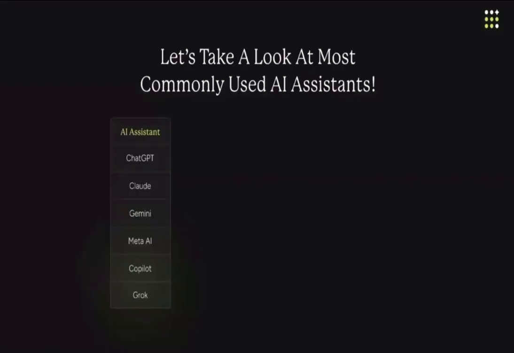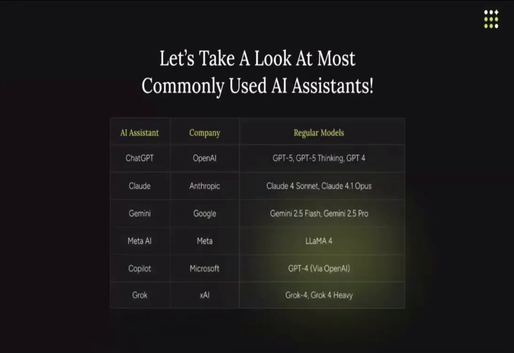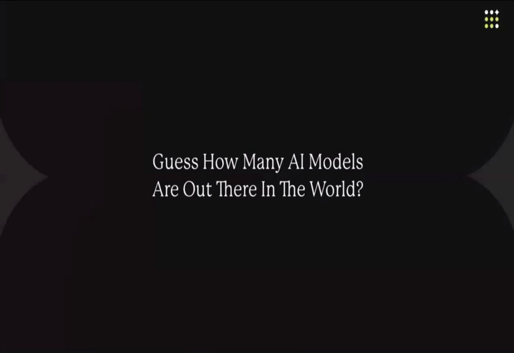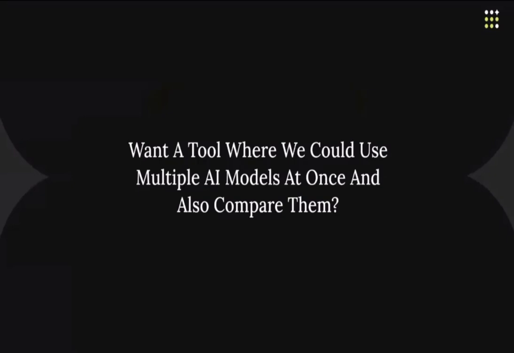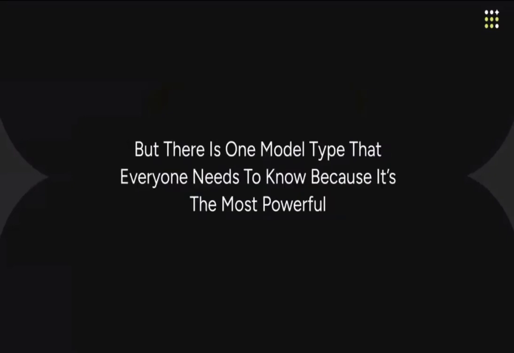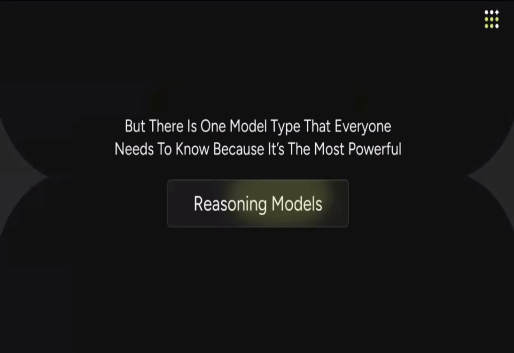When we look at AI assistants, the most commonly used ones are ChatGPT, Claude, Gemini, Meta AI, Copilot, and Grok. Today, you have learned a way to play with multiple AI models with something called OpenRouter, and I also taught you a tool where you can compare multiple AI models at once. But there is something more important that I want all of you to learn. There is a kind of AI model which is super powerful, which is the future of AI. I'm sure a lot of you must have used it without even knowing what it is. That is called reasoning models.